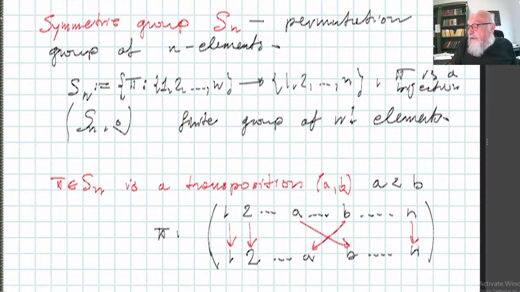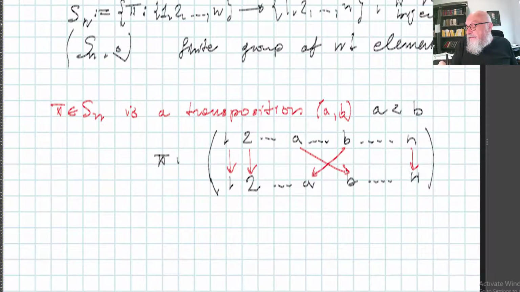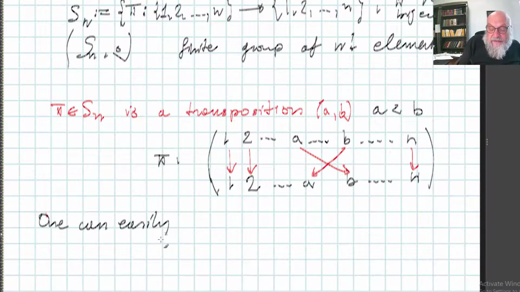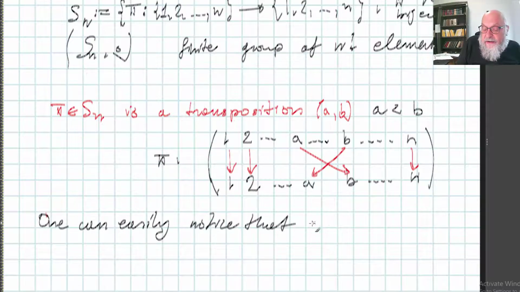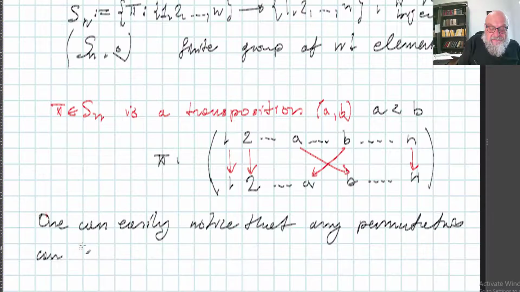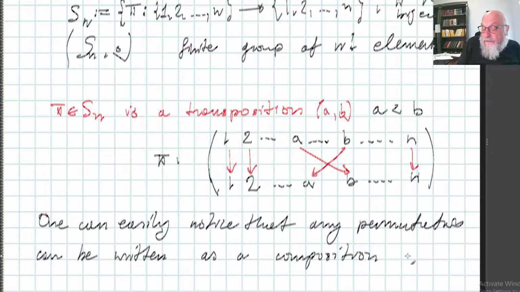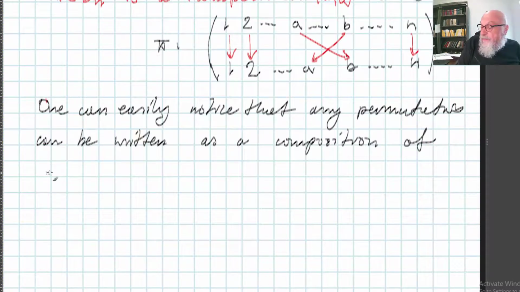One can easily notice, that's a basic algebra course, that any permutation can be written as a composition of transpositions.